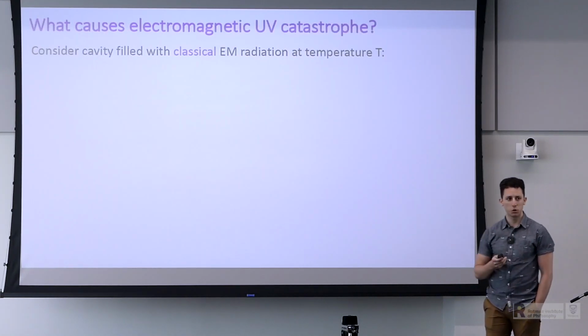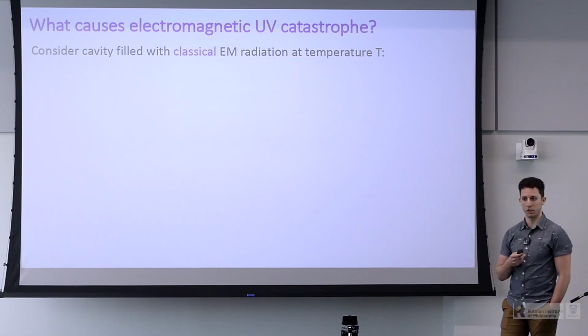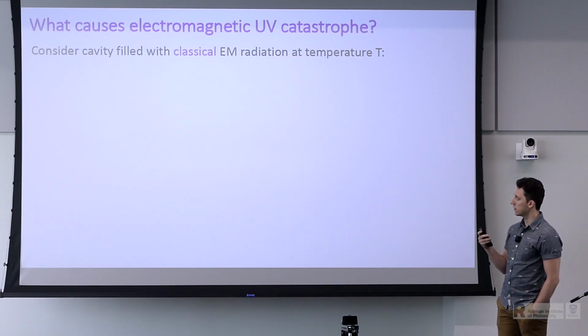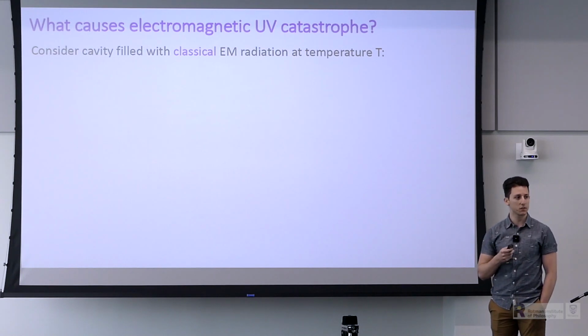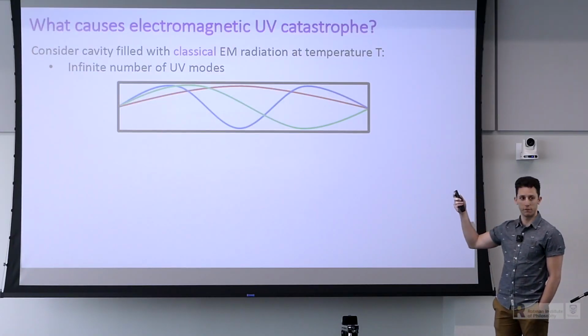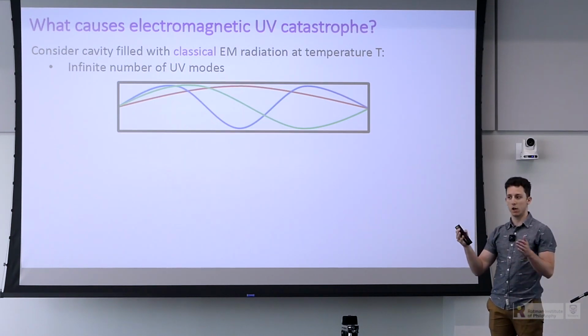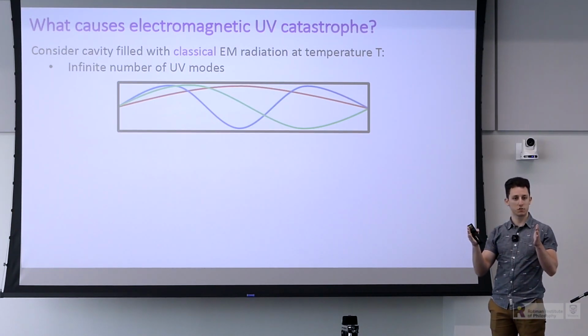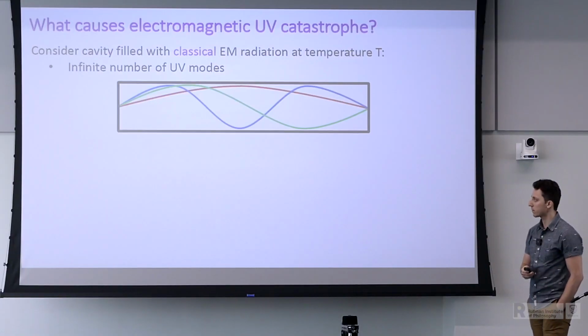So let's try to understand what caused the electromagnetic UV catastrophe. Let's consider a cavity filled with classical electromagnetic radiation at some temperature T. Then we know that there's an infinite number of modes of the electromagnetic field that can fill that cavity. That's because we can have arbitrarily small wavelength modes, arbitrarily ultraviolet modes. So we can fit in infinitely many standing waves inside the box.